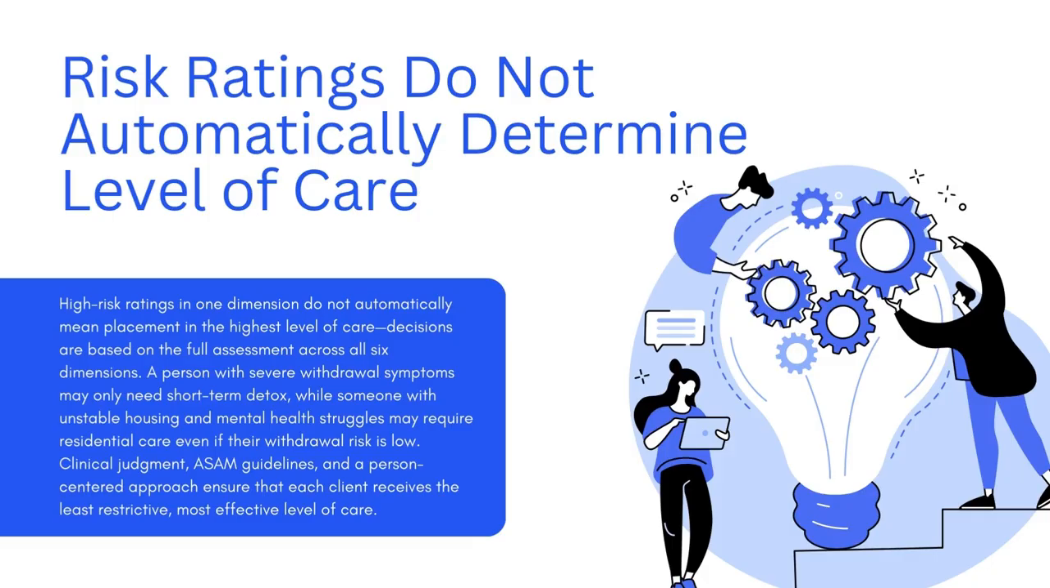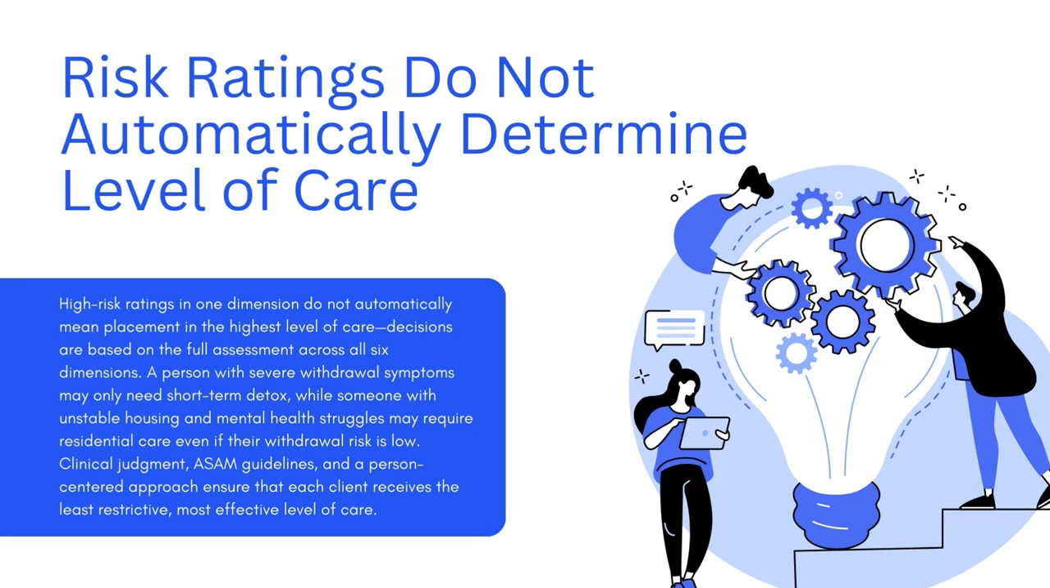So take what I said, and it's just going to be a nugget of a thought in the back of your brain. It's important to understand that high risk ratings in one dimension don't automatically mean placement in the highest level of care. A person might score a 4 in dimension 1 in withdrawal risk, but only need short-term medical detox rather than full hospitalization. Similarly, a low risk rating in one dimension does not mean a person is ready for outpatient care. Placement decisions are based on the overall assessment of all 6 dimensions.